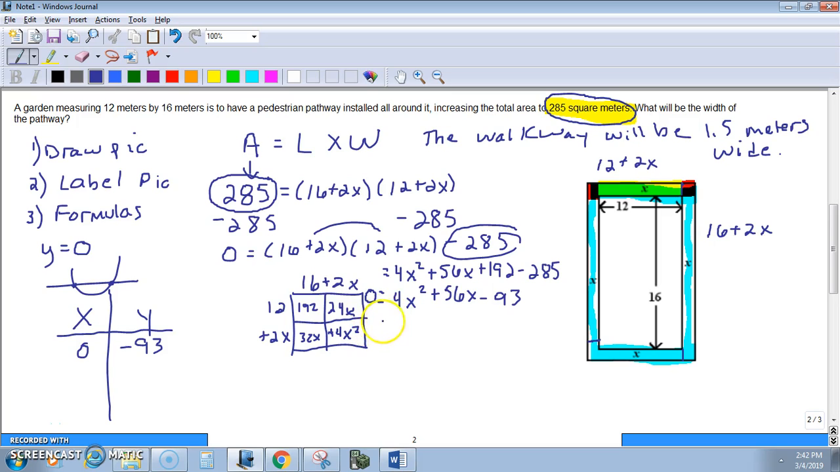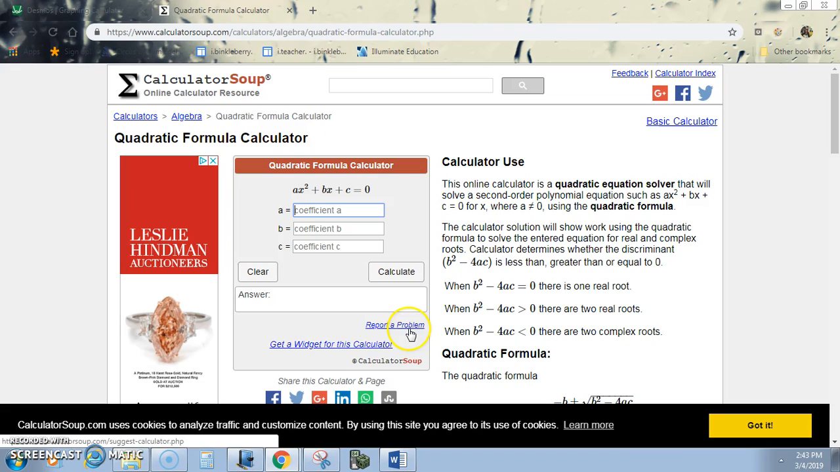I'm going to show you guys, we're just going to use the quadratic formula where you use A, B and C. We're just going to put these numbers into a quadratic formula calculator because right now I'm not trying to teach you how to solve this. I am trying to teach you how to turn it into a table and then a graph. So right now A is 4, B is 56, and C is negative 93. So I looked up this calculator. And we're going to hit calculate, and we'll learn how to do this on our own.